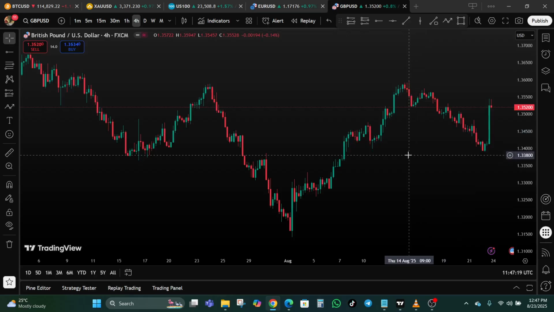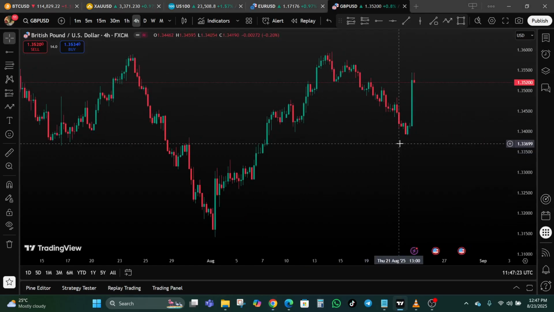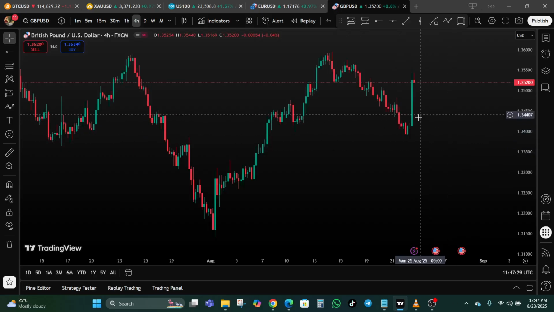Now, a mitigation block is a zone where institutions have left behind unfilled orders after making a large move. So once price pushes strongly in one direction, it often comes back to retest that zone to mitigate or fill those leftover orders before continuing in the original direction. This process is what we call mitigation.